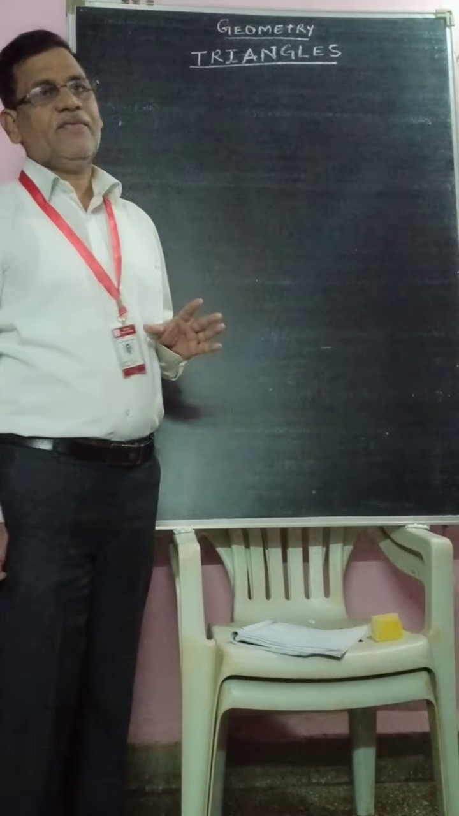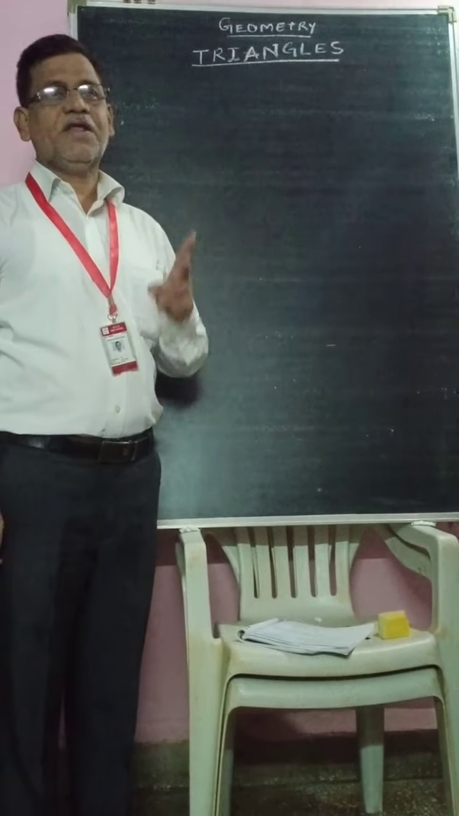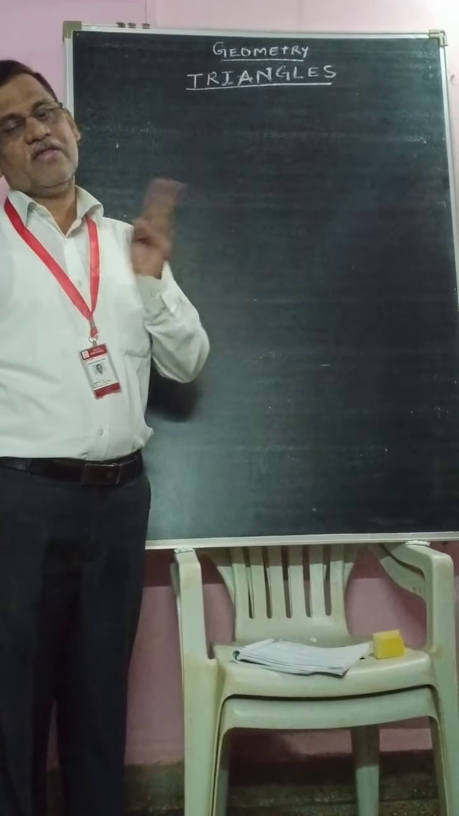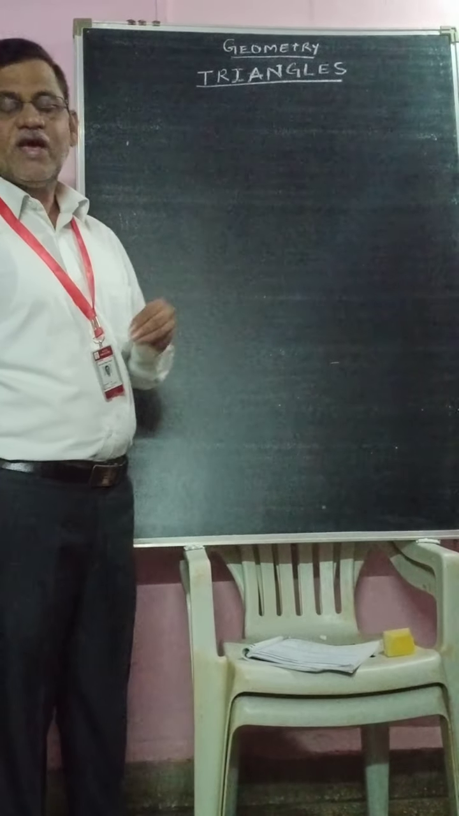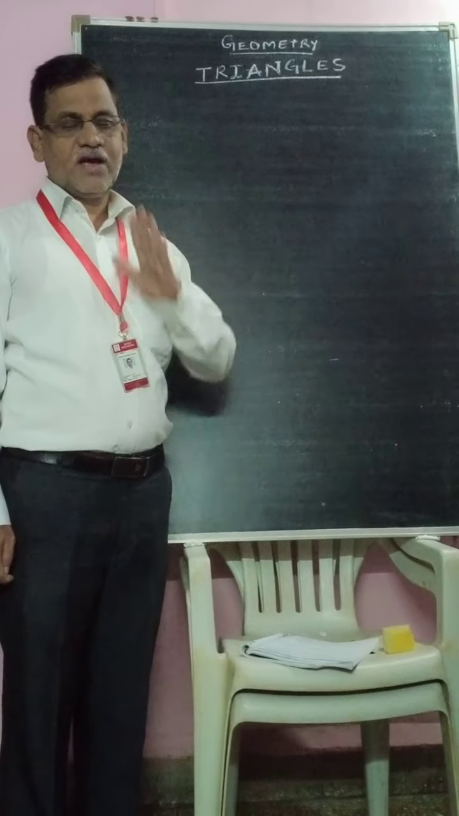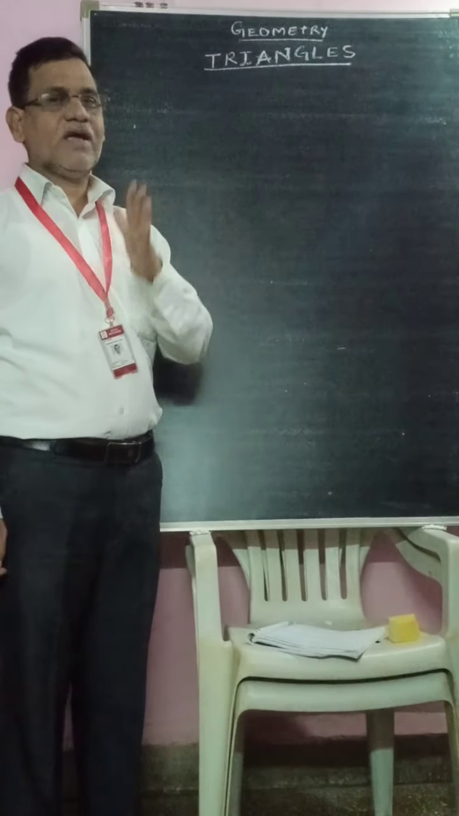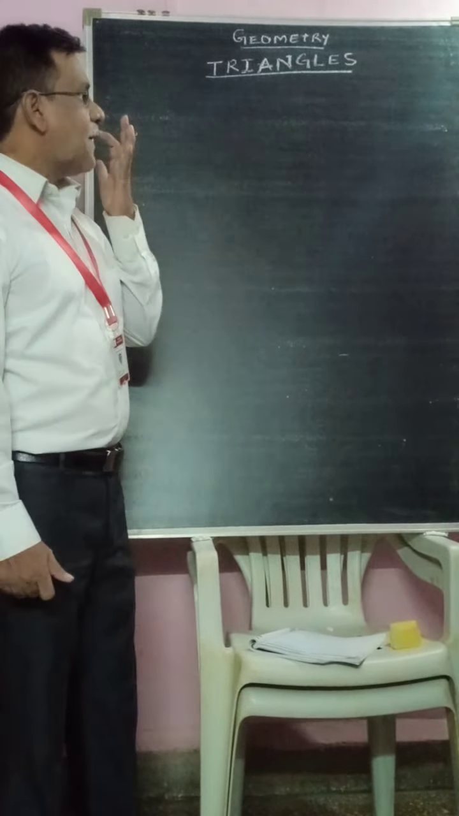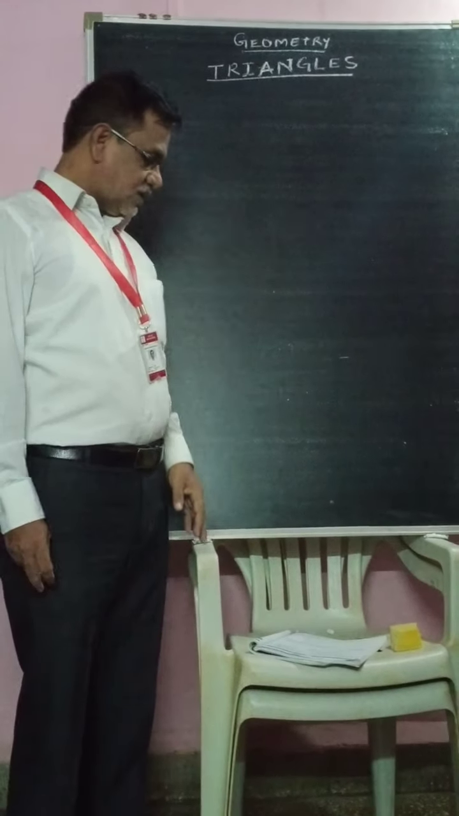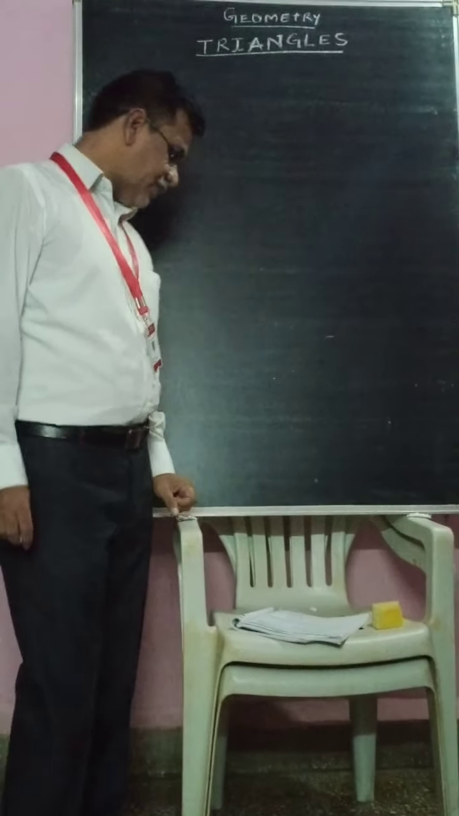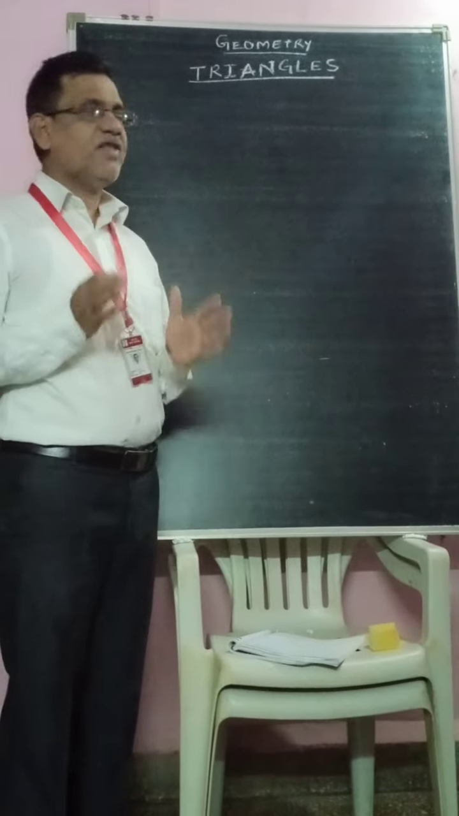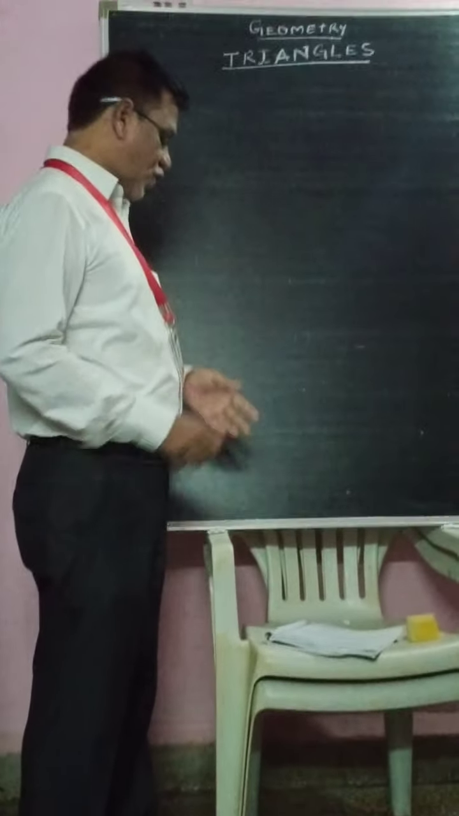In any triangle, the sum of any two sides is always greater than the third side. Then and only then can we draw the triangle. Now we come to exercise 3.4. By using this concept, we can solve exercise 3.4.